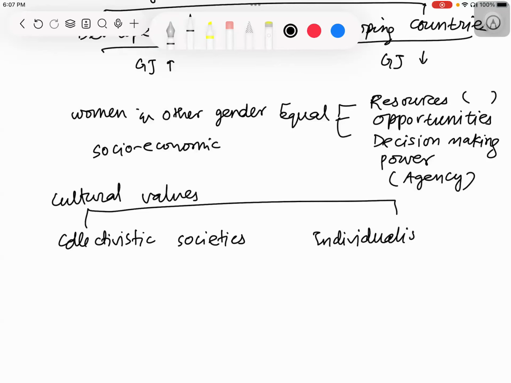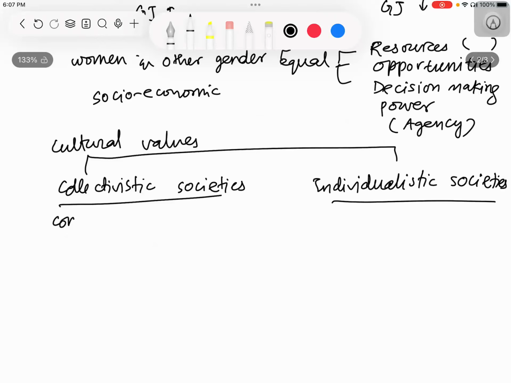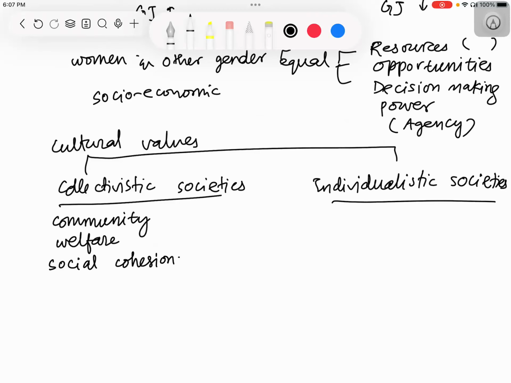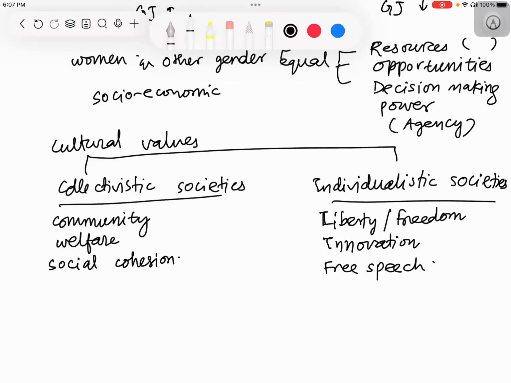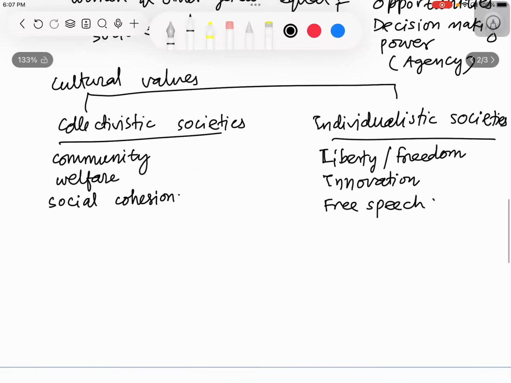You will always see that a collectivistic society will give importance and primacy to the value which is for community welfare, or community benefit. They will also always give priority to social cohesion in the society. Whereas in an individualistic society, they will give importance to liberty or freedom, right? They will give importance to innovation, they will give importance to, for example, free speech. So there is a difference in cultural values as well.